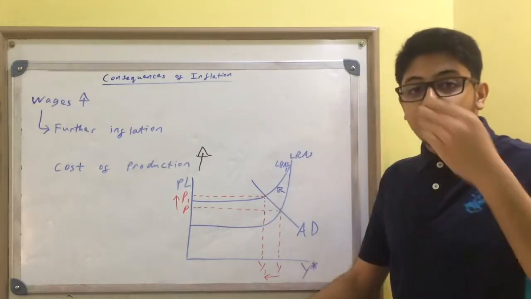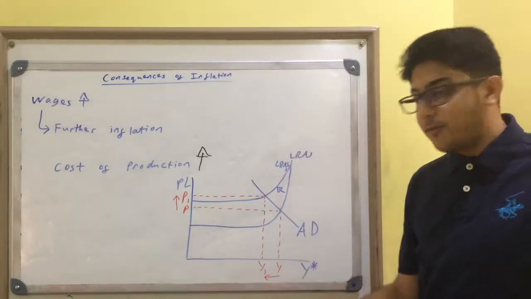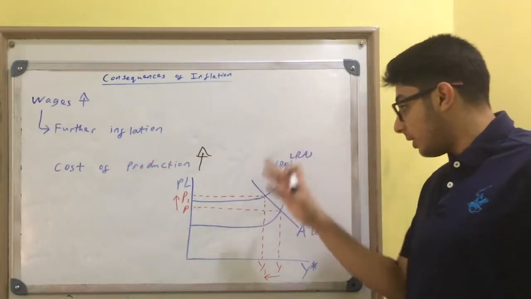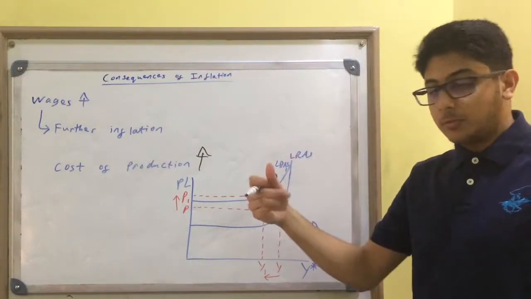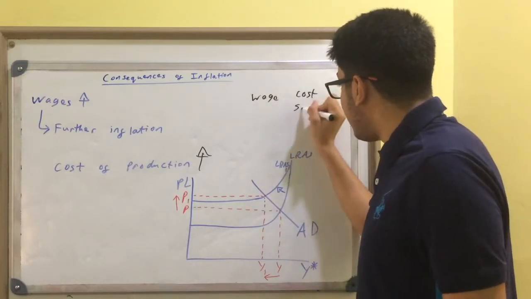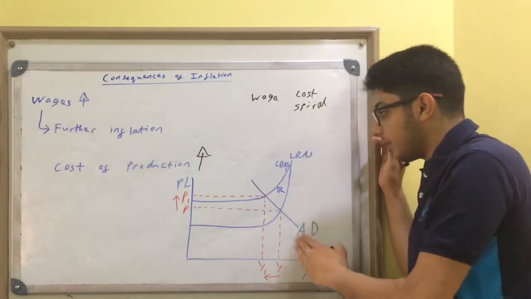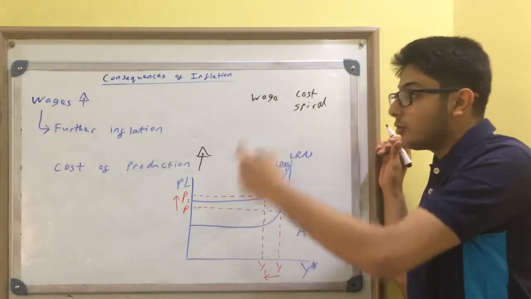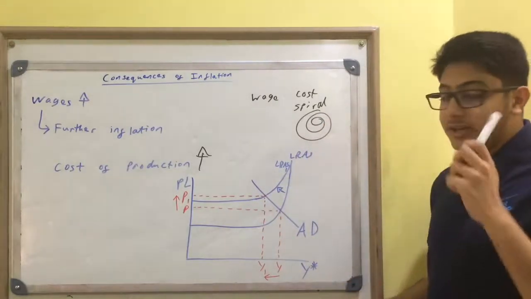Now, if inflation increases further, what are you going to do now? You're going to demand even higher wages because inflation is even higher than it was before. And what's that going to do? That's going to increase cost of production even more, which will shift long-run aggregate supply to the left even more. Increasing price more, increasing inflation more. So this is what you call a wage cost spiral. Inflation increases, you're going to demand more wages. Cost of production increases. Long-run aggregate supply decreases. Price increases, so inflation goes up, more wages. Inflation goes up, wages go up. Wage cost spiral. Very difficult to get out of.